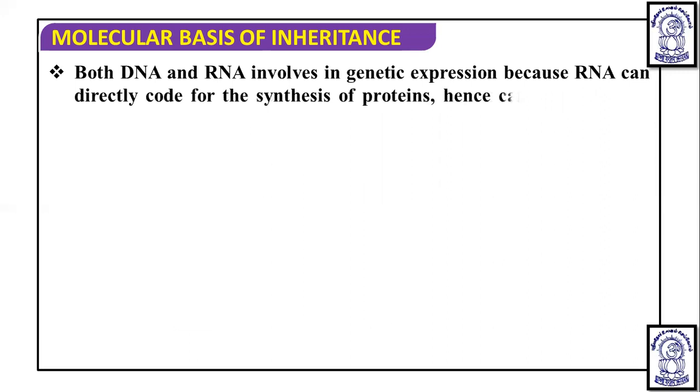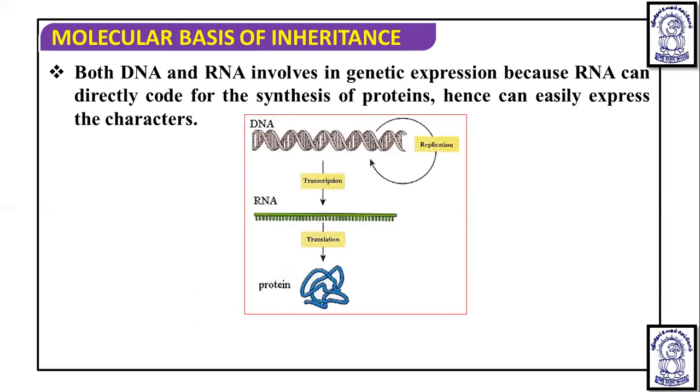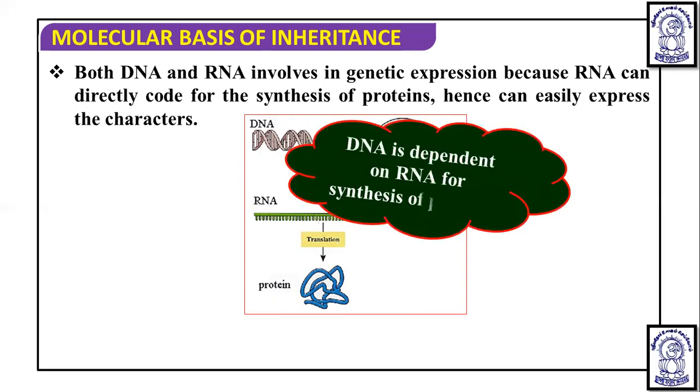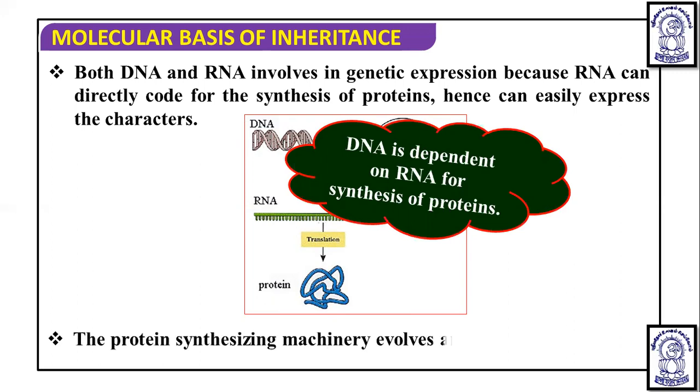Both DNA and RNA are involved in genetic expression, because RNA can directly code for the synthesis of protein; from DNA the information passes to RNA and RNA forms the protein. So RNA can easily express the characters, because DNA will undergo transcription and form RNA, and RNA will undergo translation and form a protein. So DNA is dependent on RNA for synthesis of protein, and the protein synthesizing machinery evolved around RNA.